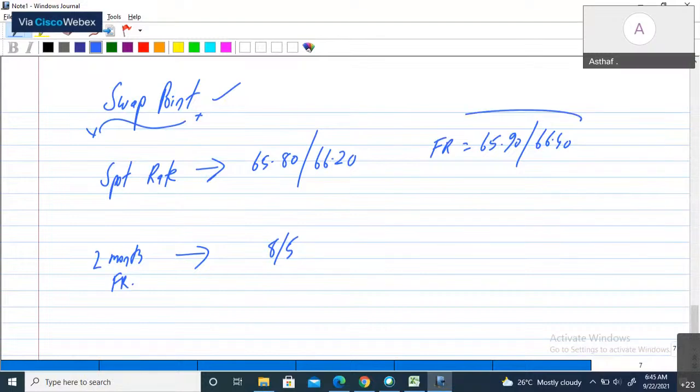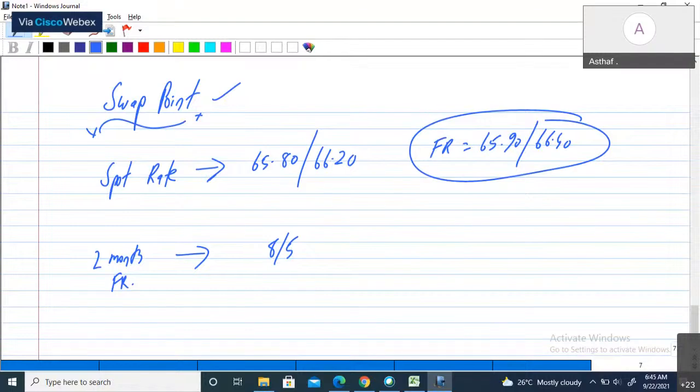Now another rate I will tell you: 8 bar 5. Tell me, is it ascending or descending? 8, 5, it is reducing. We call it descending order. So if it is a descending order, we have to reduce.